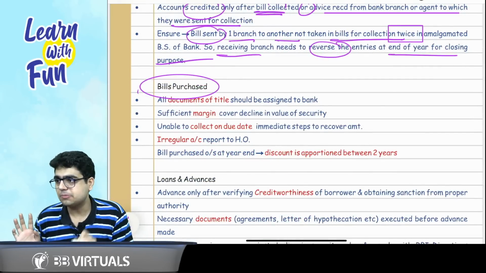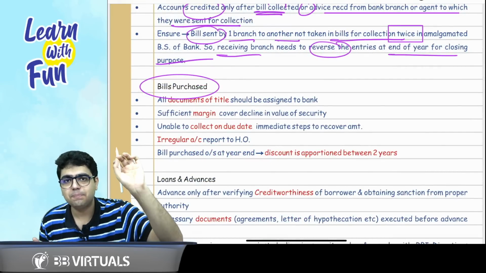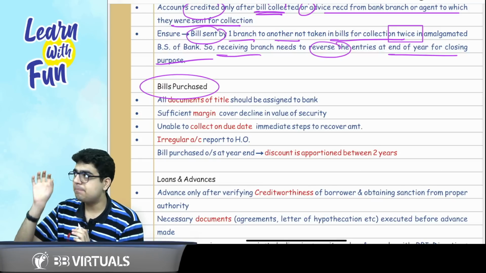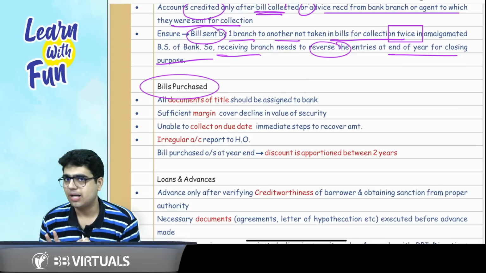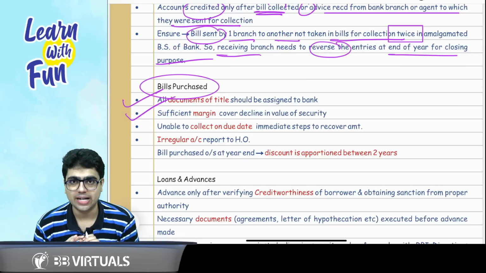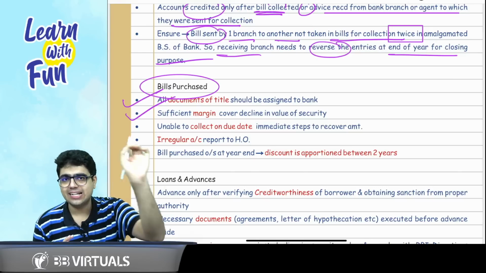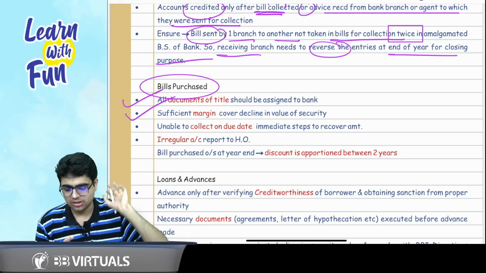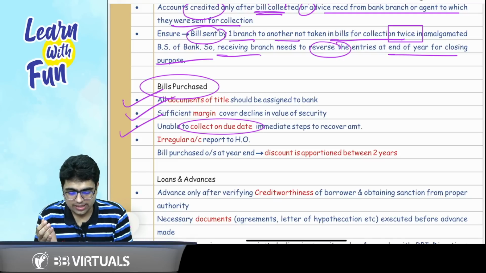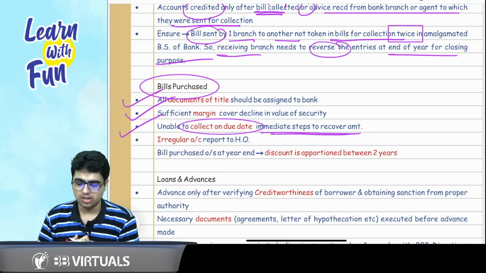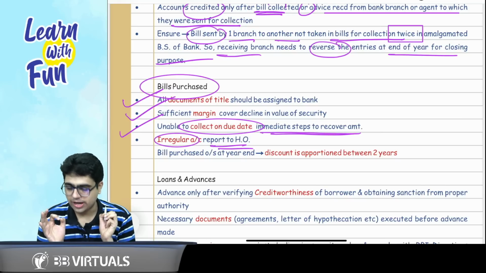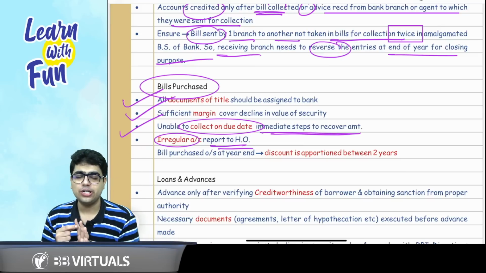Now about bills purchased. Bills purchased is basically the basic entry of bills discounting. Whenever you get your bills discounted with the bank, the bank deducts a security margin and takes control over the documents of title. So 2 points: documents of title get transferred to the bank, and it deducts a security margin. And the next point, if it is unable to collect on due date, it should take immediate steps to recover the amount. And irregular accounts should be reported to head office. So these are the 4 points you need to remember.